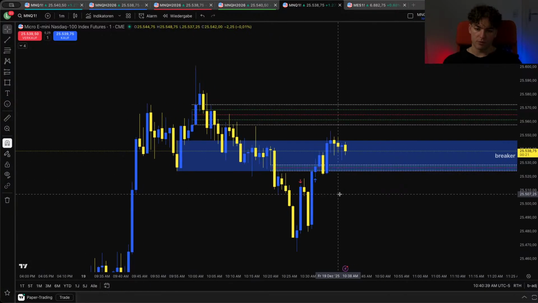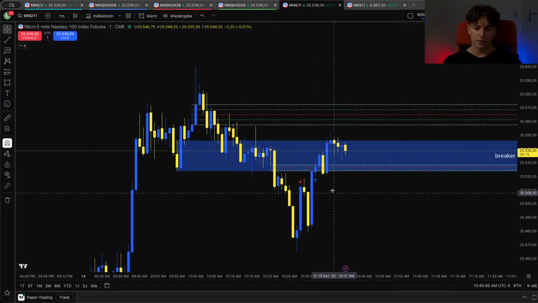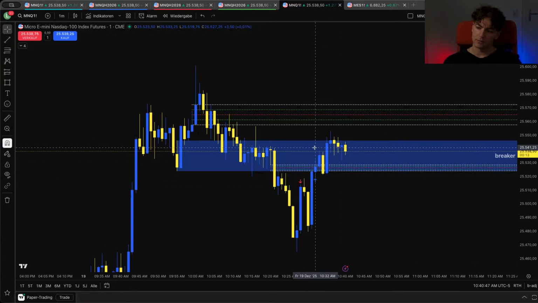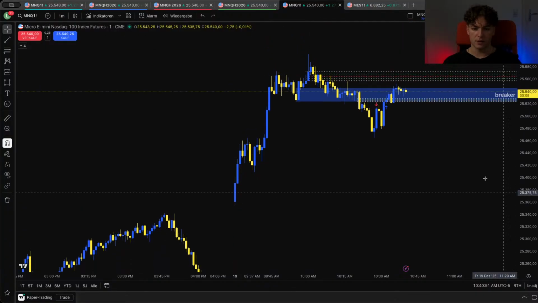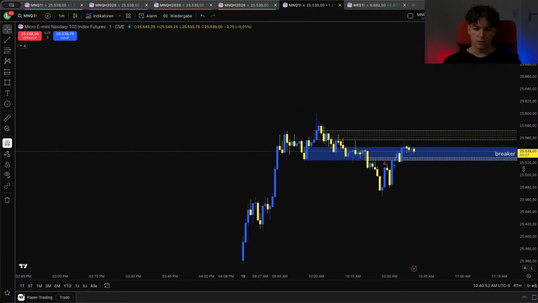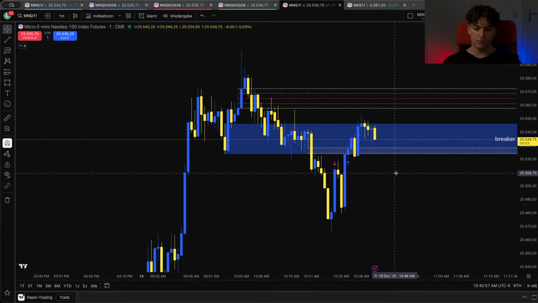So we want to see price at this breaker. This breaker should hold price lower. If it doesn't, then I guess we're not looking for lower prices and instead are looking for higher prices. So yeah, we'll see.